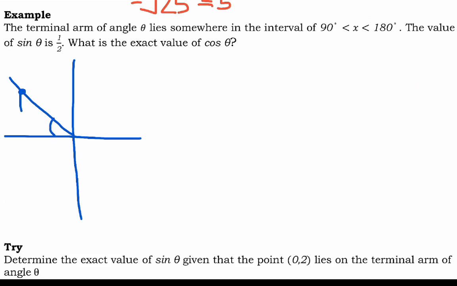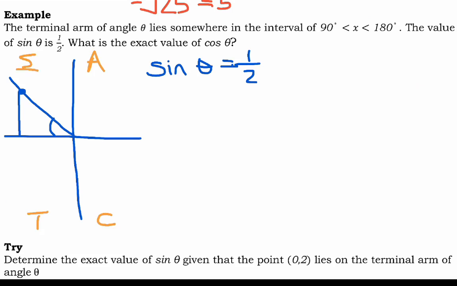So again, we can make a right triangle here. Wow, that's not the best right triangle I've ever drawn now, is it? Let's try again. Right triangle. Okay, this time we know that sine is 1/2. And if you remember the cast rule, C-A-S-T, in quadrant 2, we would expect sine to be positive.